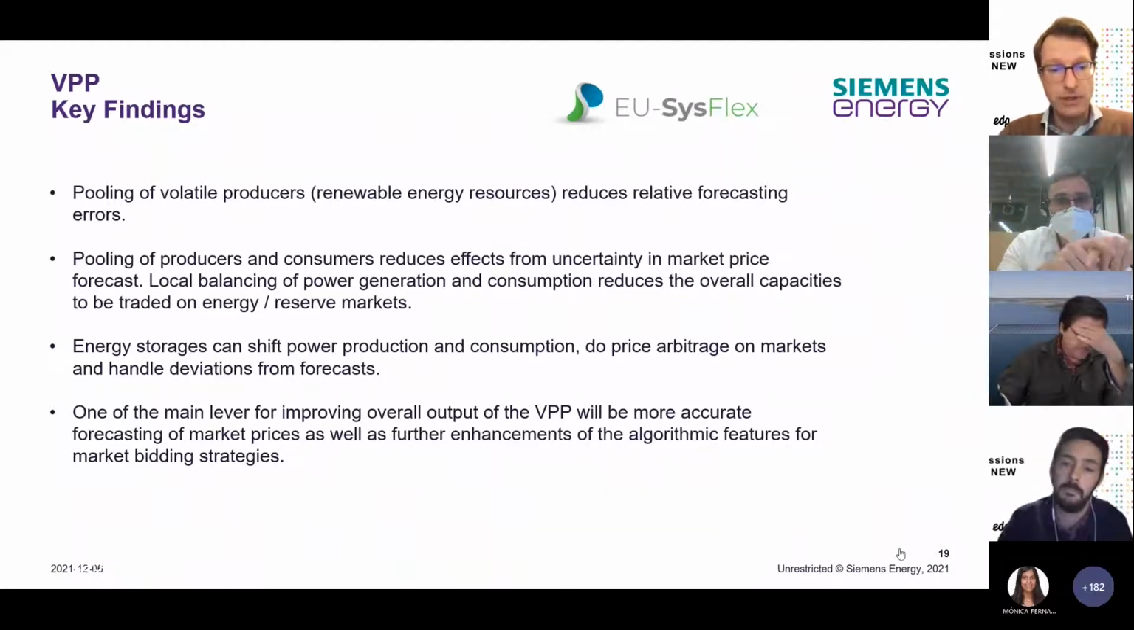And of course, market bidding strategies is where we just had a basic setup that we see can be tuned, but requires very good knowledge of a local market.